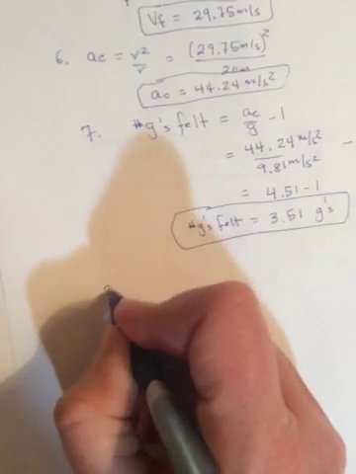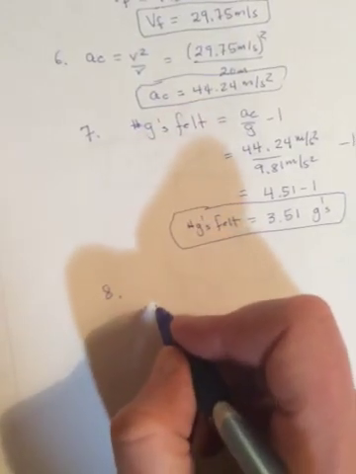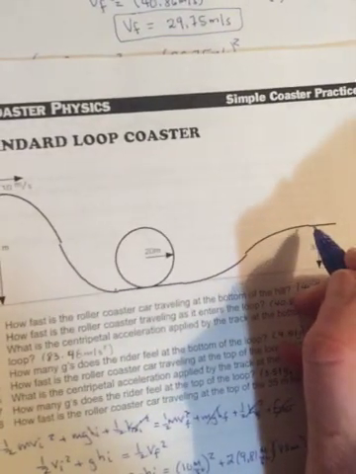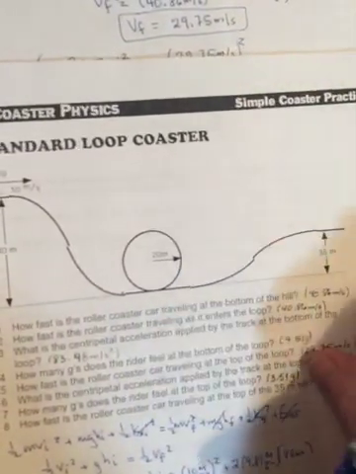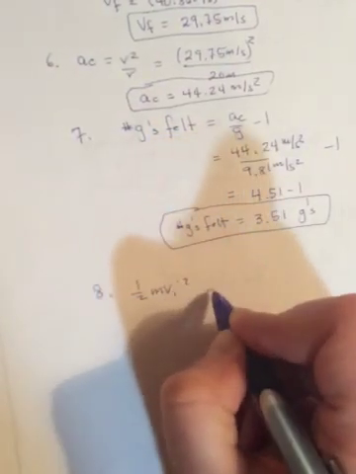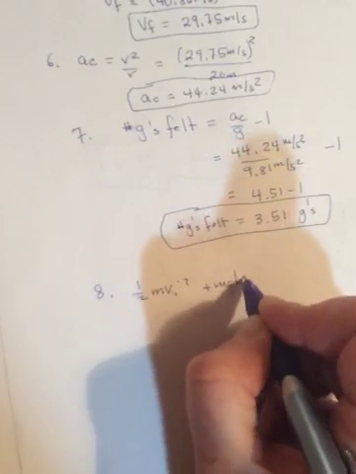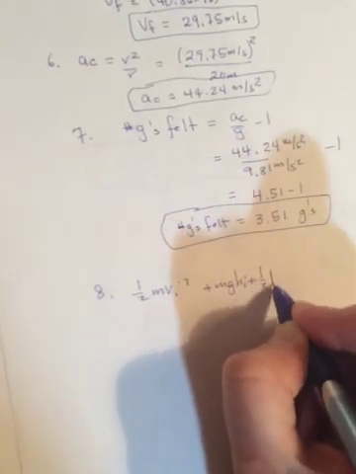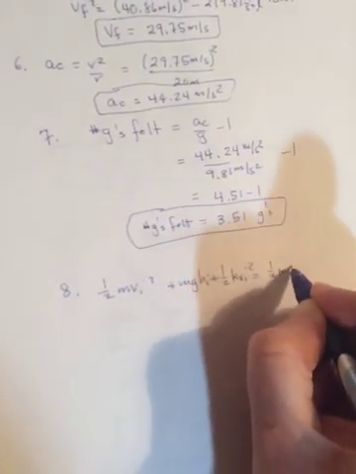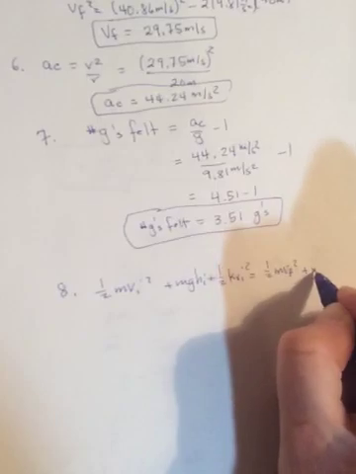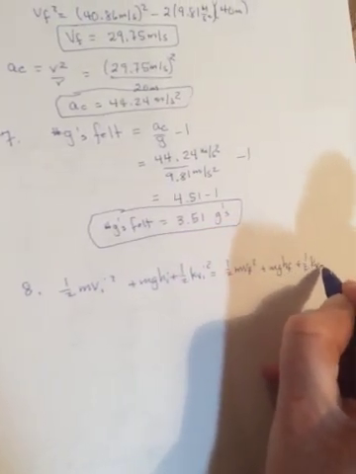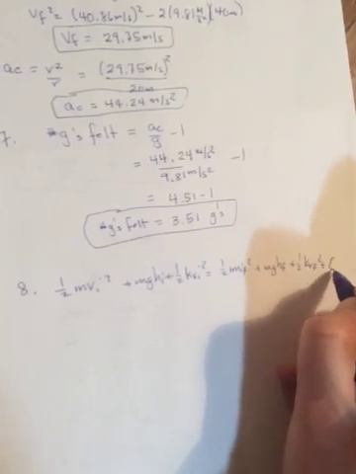And then the last part is how fast is a roller coaster traveling at the top of this hill over here. Okay, so again, we're changing height, so we need to use 1/2 m v initial squared plus m g h initial plus 1/2 k x initial squared is equal to 1/2 m v final squared plus m g h final plus 1/2 k x final squared plus E lost.